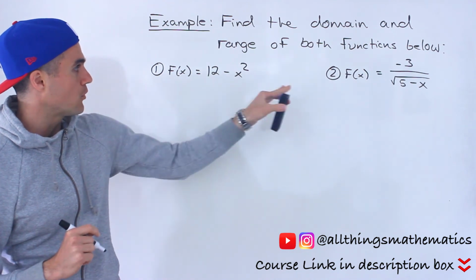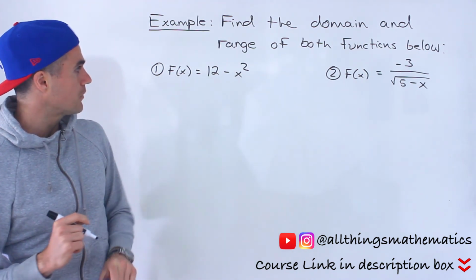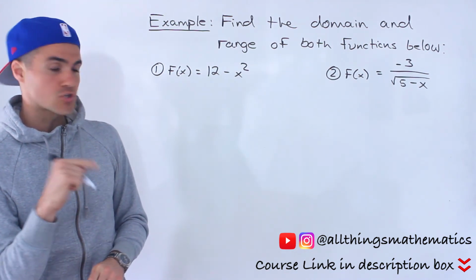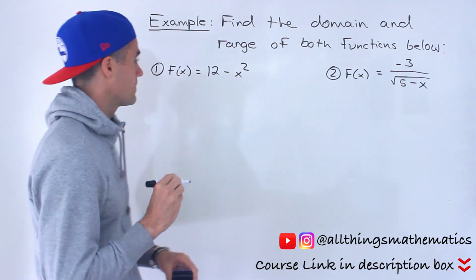In this video, what we've got to do is find the domain and range of both of these functions here. So starting with number one, we have f of x equals 12 minus x squared.